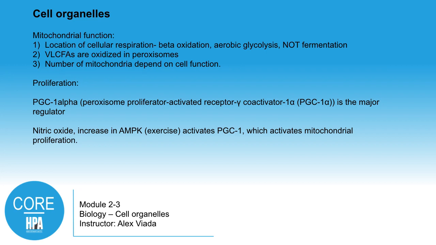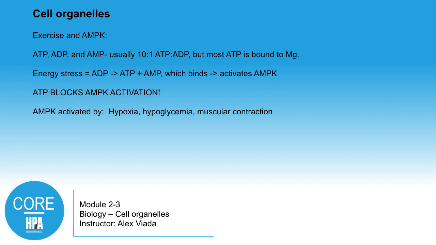Now, AMP kinase, AMPK, we've heard about this in exercise and how aerobic exercise triggers AMP kinase, which can increase mitochondria number. How does that happen? Well, ATP ordinarily blocks AMP kinase activation.